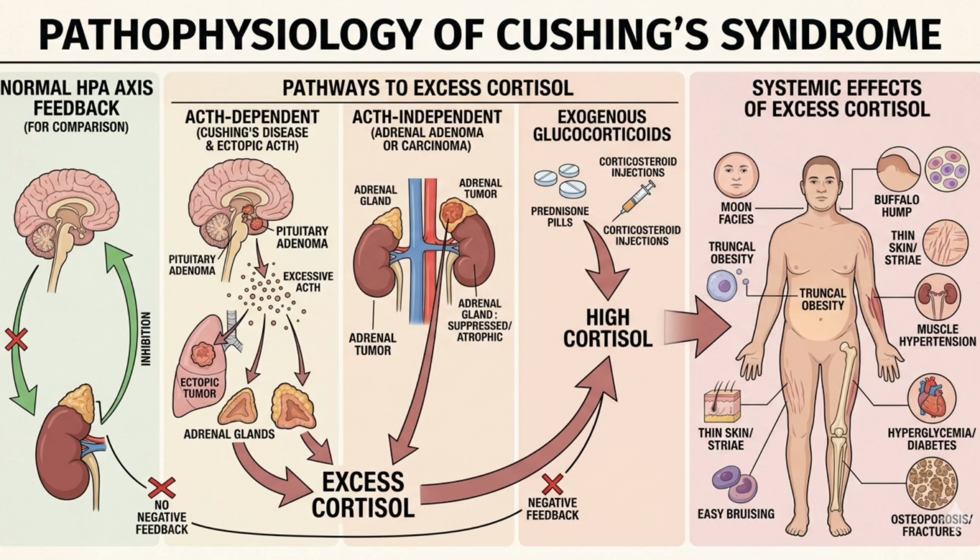Pathophysiology of Cushing syndrome. Cushing syndrome occurs when there is prolonged exposure to elevated levels of cortisol, a hormone produced by the adrenal glands. The pathophysiology involves the disruption of normal feedback mechanisms in the hypothalamic-pituitary-adrenal (HPA) axis, leading to excessive cortisol production. This excess cortisol can have widespread effects on multiple organs and systems in the body.